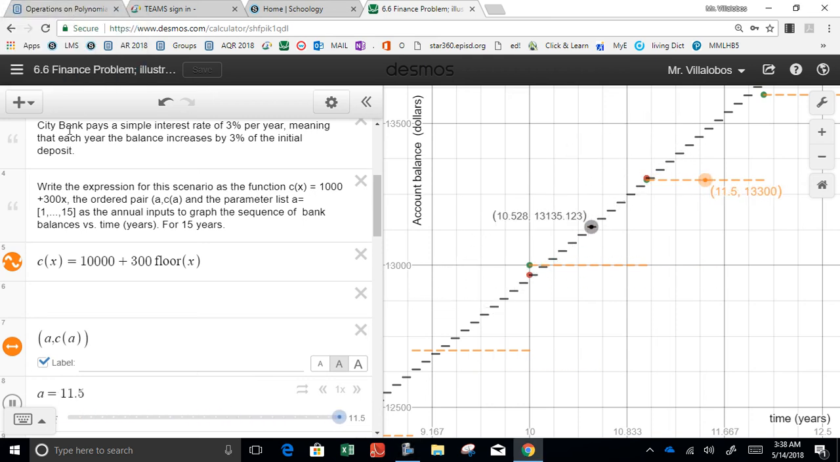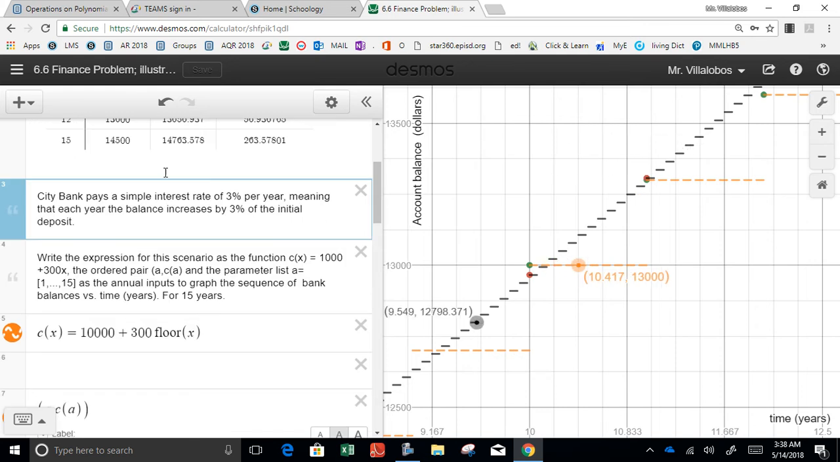Citibank pays a simple interest (3% per year), meaning that each year the balance increases by 3% of the initial deposit. Write an expression in this scenario where the function c of x equals 1000 plus 300x.